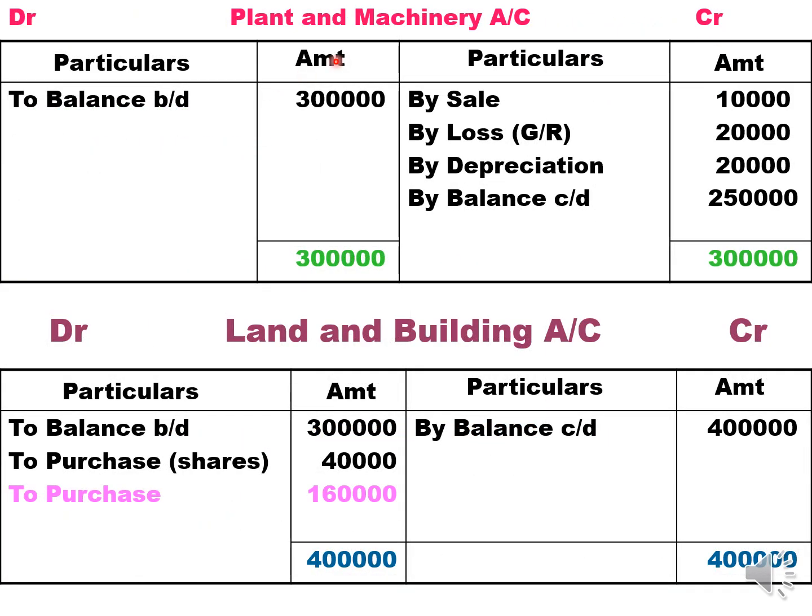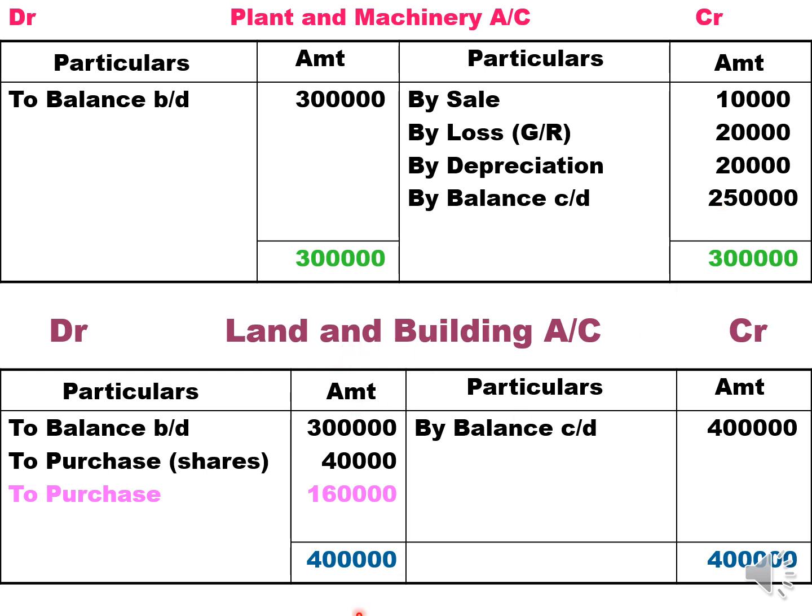In the plant and machinery account, students, take the balance brought down, the opening balance, 3 lakh, then sale 10,000, you get a loss of 20,000. The 20,000 loss is not taken to the PL account, it is taken to the GR account, remember. Then depreciation on the sale of machinery 20,000, then balance carried down 2 lakh 50,000. So both sides it tallies. So the question of purchase of machine, sale of machine does not arise.